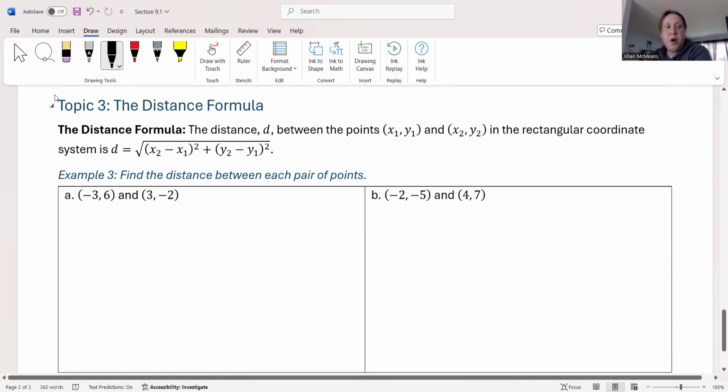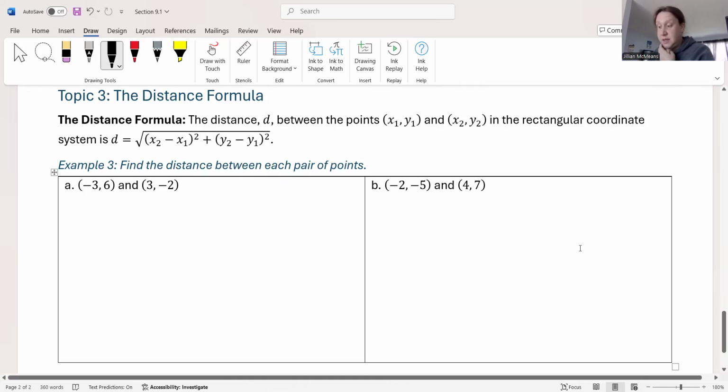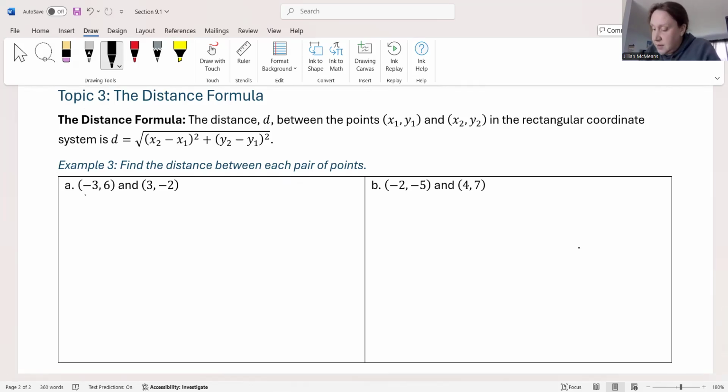Okay, so for part A, I'm going to try to keep the formula on the screen so we can see it. So part A, we have -3, 6, and then 3, -2. So let's say that this is x1, y1, x2, y2. And we're going to say the distance between those 2 points becomes the hypotenuse. It equals the square root. Well, I'm going to take x2 minus x1. So x2 is 3. And then I want to subtract x1, which is -3. So watch your signs. We want to square that.